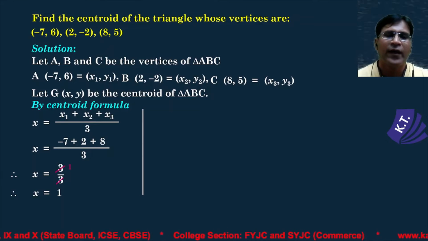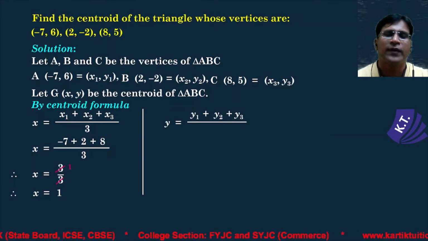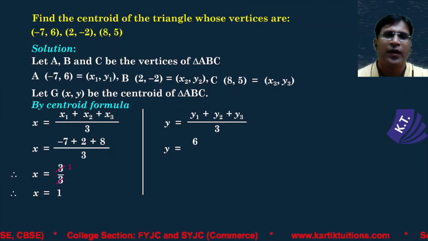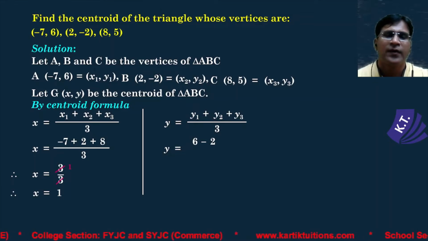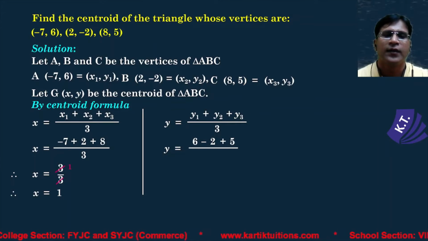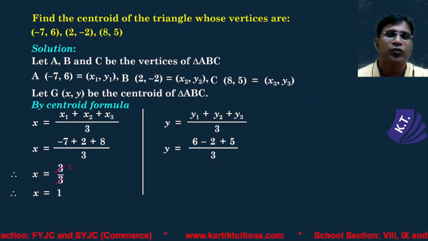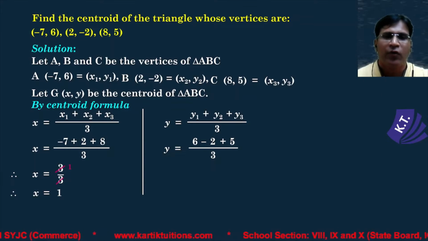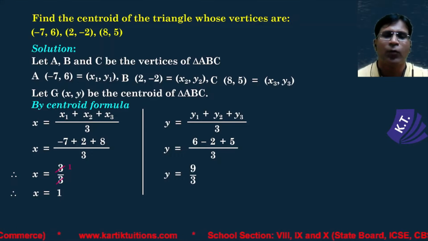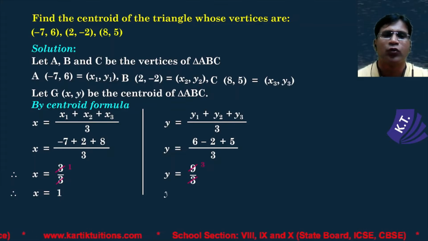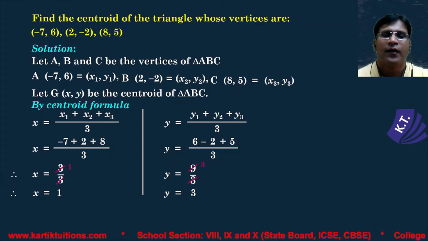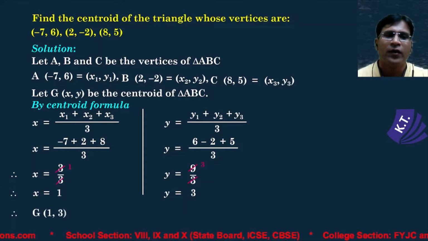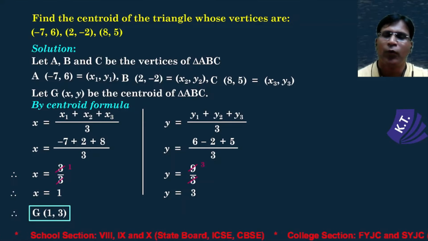In the same way, we'll go for the y coordinate, which is (y1 plus y2 plus y3) upon 3. Our y1 coordinate is 6. So it is (6 plus -2 plus 5) upon 3. Plus into minus is minus, so that's the reason I have written 6 minus 2. Now 6 minus 2 gives us 4. 4 plus 5 gives us 9. So it's 9 upon 3. 3 threes are 9, so your y coordinate becomes 3. In other words, the coordinates of the centroid of this triangle are (1, 3). I hope you are understanding this.